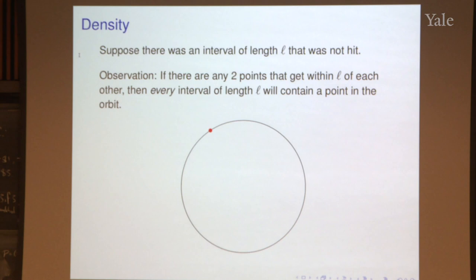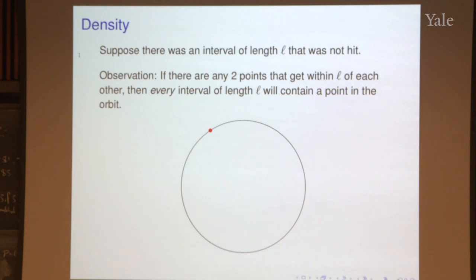So how can we see this? Suppose there was an interval of length L that was not hit. What we're going to do is something we call a proof by contradiction. I'm trying to show that every interval is hit. So I'm going to assume the opposite, that there's some interval that's not hit, and I'm going to show that that leads to something impossible. So it's impossible that there is an interval that is not hit, which means every interval is hit. So suppose there's an interval of length L that's not hit.